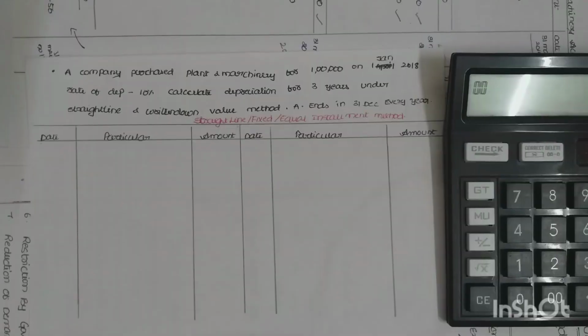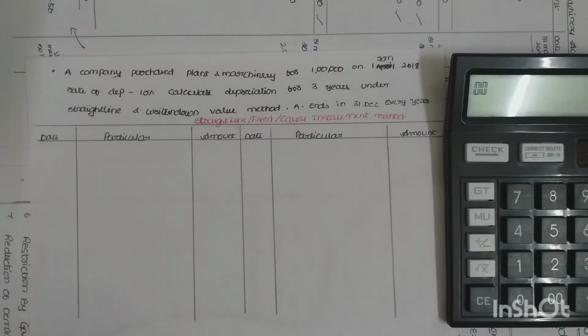Okay, now we will start with the problems. So we have different methods of depreciation calculation, but from the examination point of view, we are given only 2 methods, that is the straight line method, which is also called the fixed or equal installment method, and the second one is the diminishing or written down value method, right?